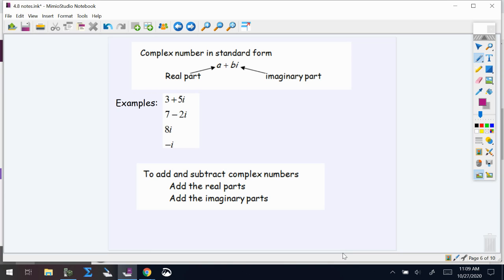The middle part of 4.8 is looking at how we work with complex numbers and do addition, subtraction, multiplication, and division. In this video, I'm going to focus just on what a complex number is and how we add and subtract them, which is very quick.